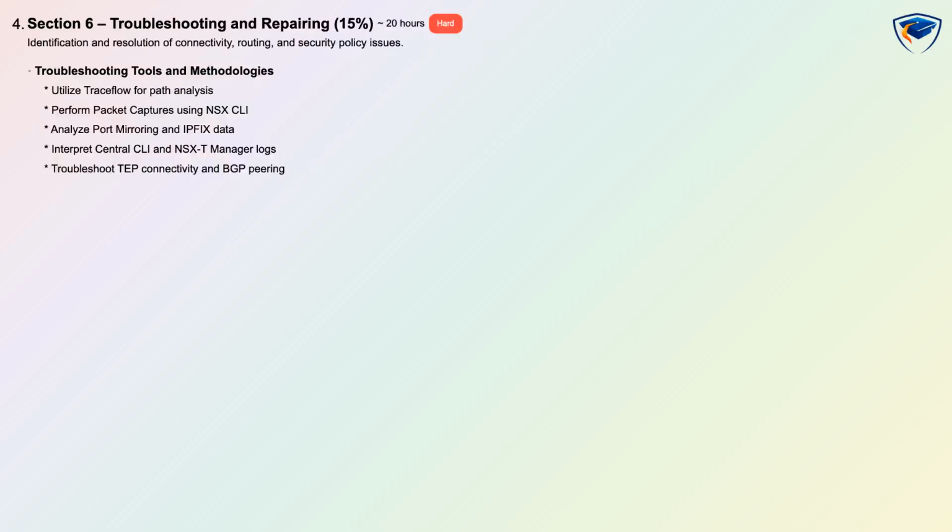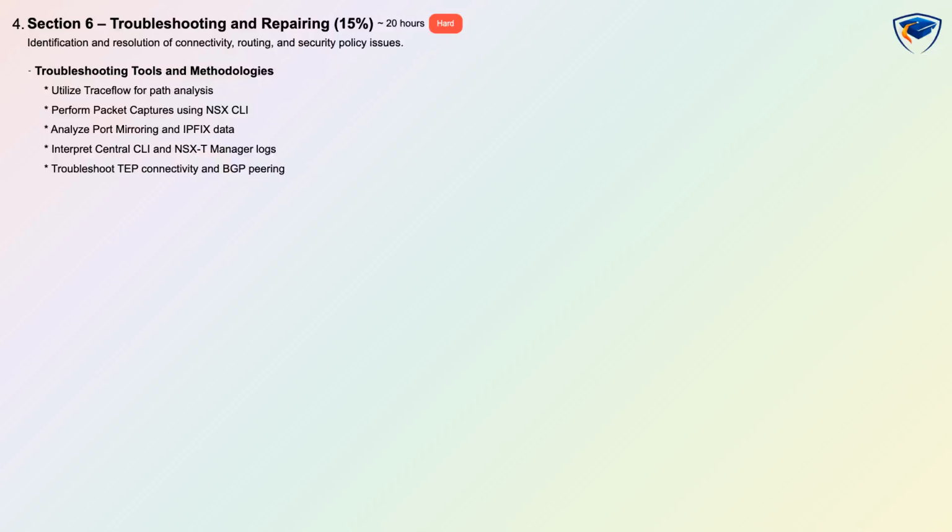This conceptual grounding is essential for design decisions and for troubleshooting higher-level behaviors. Section 6 on troubleshooting and repairing is 15%, rated hard, with around 20 hours of study and scenario-based assessment focused on real failures. You will learn practical troubleshooting tools and methodologies such as using Traceflow for path analysis, performing packet captures from the NSX-CLI, and analyzing port mirroring and IPFIX data.